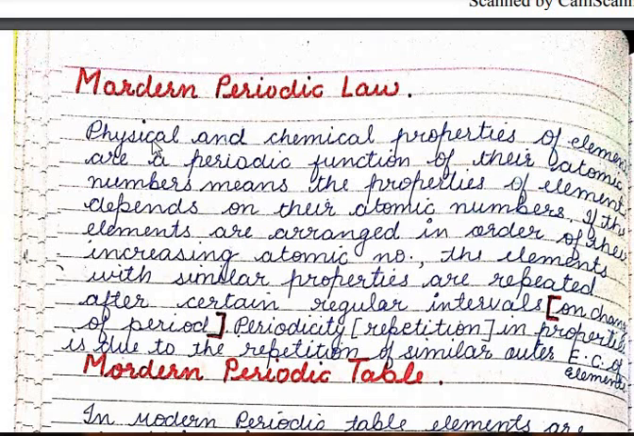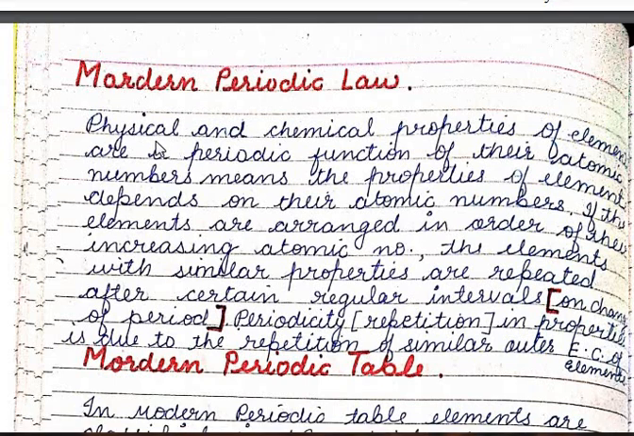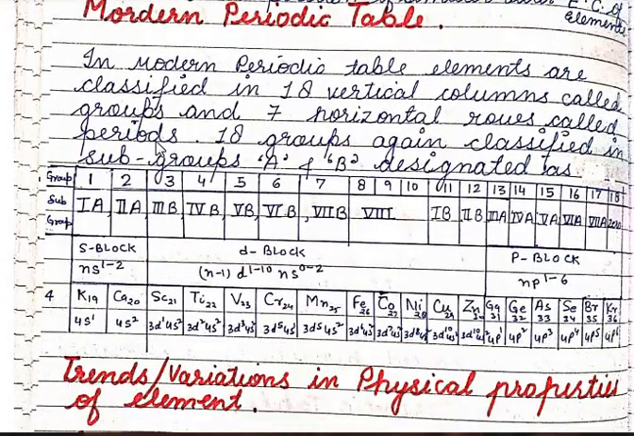Modern periodic table. In modern periodic table, elements are classified in 18 vertical columns called groups and 7 horizontal rows called periods. It means in modern periodic table there are 18 columns and 7 rows.